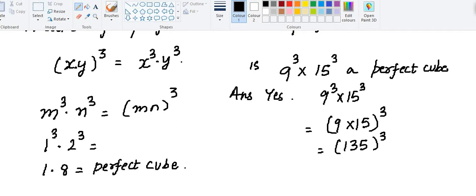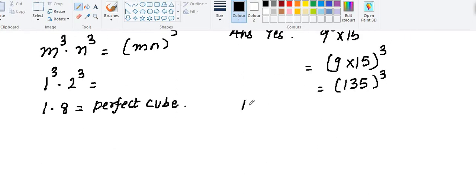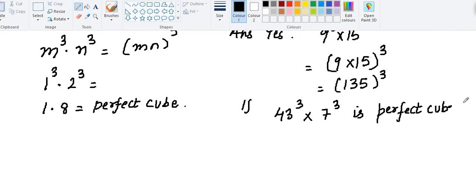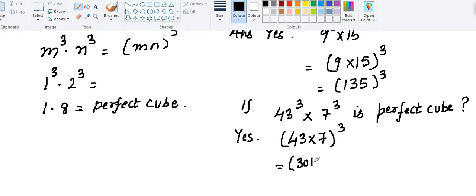मान लो मैंने आपको क्वेश्चन पूछ लिया, इज 43 क्यूब into 7 cube a perfect cube? Yes, the answer is yes. और वो किसका क्यूब होगा? वो होगा 43 into 7 का होल क्यूब, यानी 301 का होल क्यूब होगा.